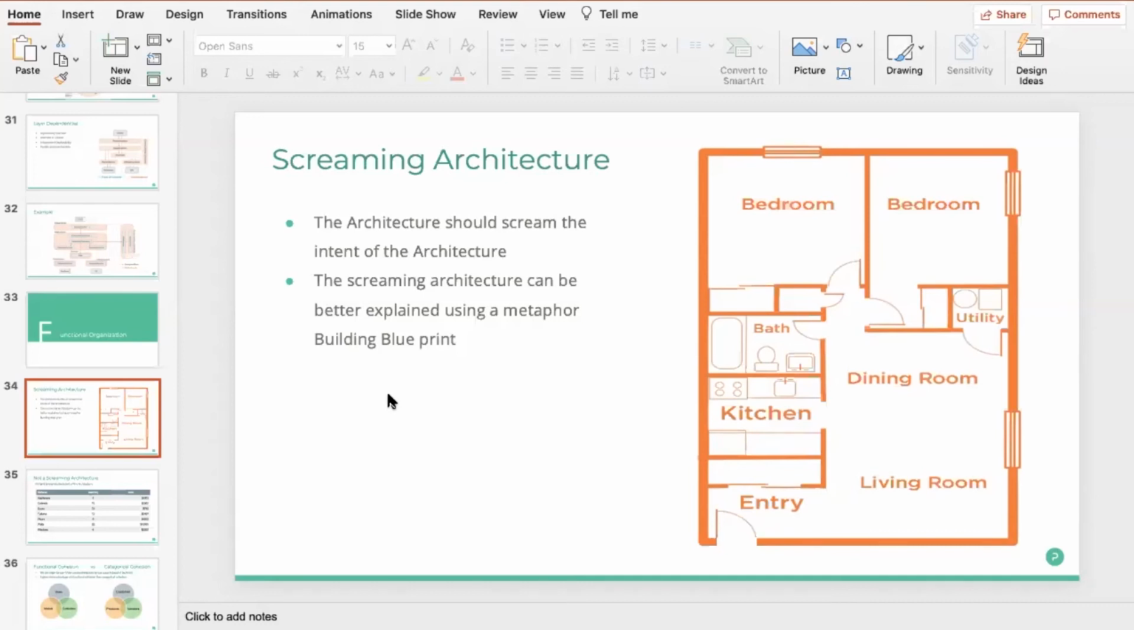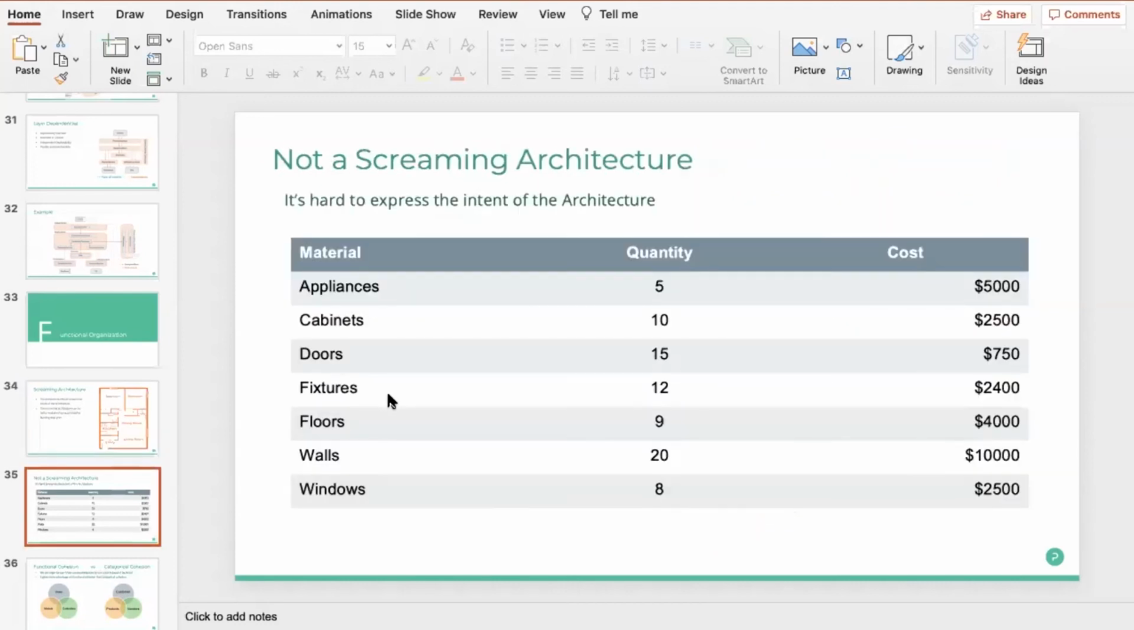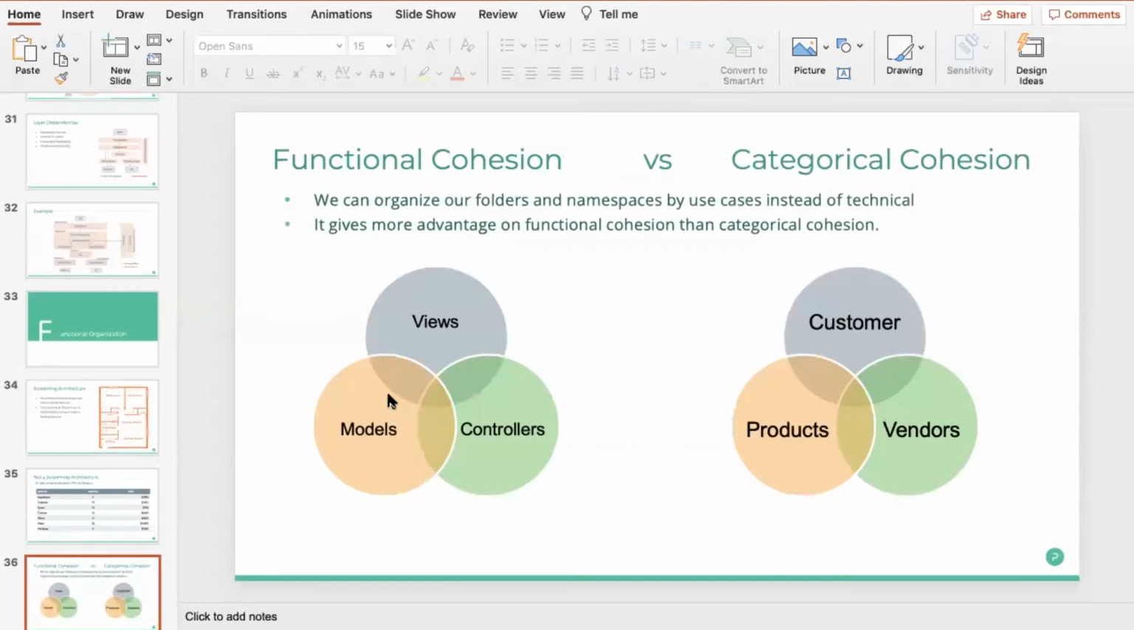But if I use the same example with a different architecture example, here is a table that details some of the things that are required to build that architecture. For example, appliances, cabinets, doors, fixtures, floors. They do talk about that, but the confusion is, does it really convey the intent? Maybe you are trying to build a cabinet, or a kitchen alone, or a bathroom, a bedroom alone. It doesn't clearly detail the intent. So this is an example of a not screaming architecture. And again, it's a metaphor. I just want to give it as an example. Now, why is it important?